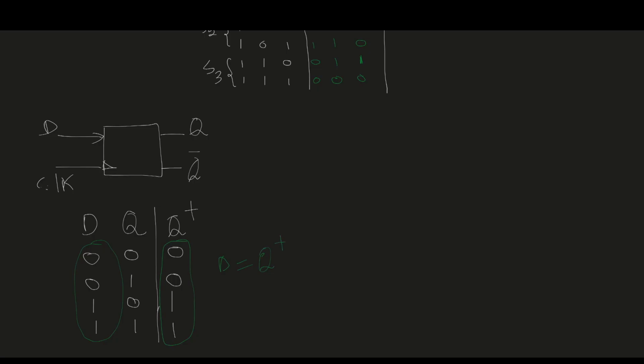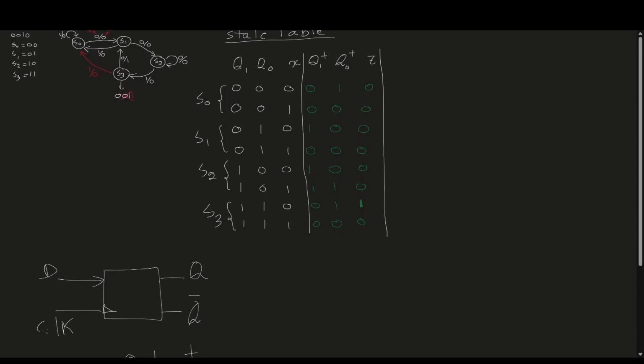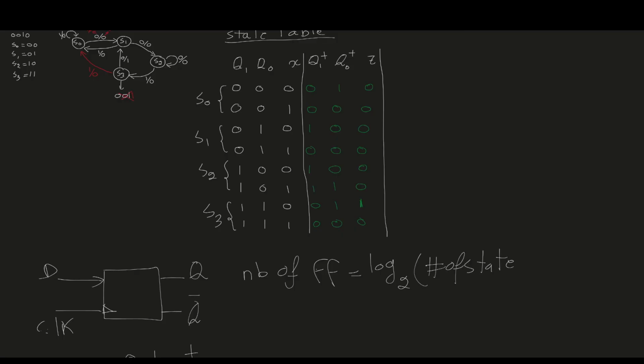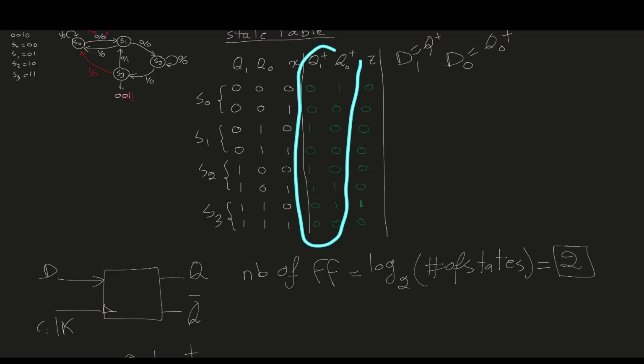So now we can go back to our state table and add the inputs for part 2. We need 2 D flip-flops to design the circuit. And how do we know? The number of flip-flops is equal to log 2 of the number of states. In this example, we have 4 states. So log 2 of 4 will be 2. That means we need 2 flip-flops. So let's assume the input of the first D flip-flop is D1, and D0 is the input for the second D flip-flop. So D1 will be equal to Q1 plus, and D0 will be equal to Q0 plus. So we can simply write these two. So for D1, we'll have 0, 0, 1, 0.